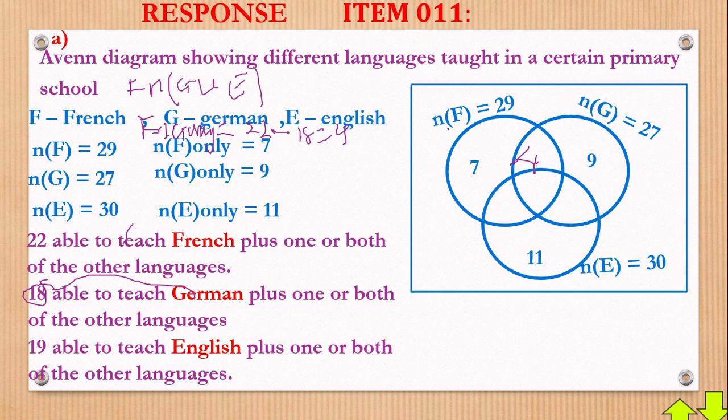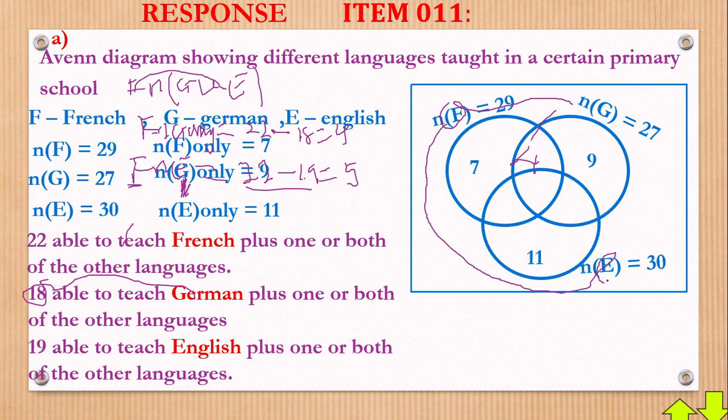So f intersection g, where is it? You have f intersection g. It is this part I have there, 4. Then from this you'll pick this and that. That will be f intersection e. And that will give you a 22. Why? Because you have your f minus what you have for English, which is minus 19. And the final result there we shall get is a 5. 22 minus 19 we shall get a 5. But then that works for f intersection e only. Where is f? It is here. Where is e? It is here. So f intersection e only will be just right here, and it will be a 5, like that.